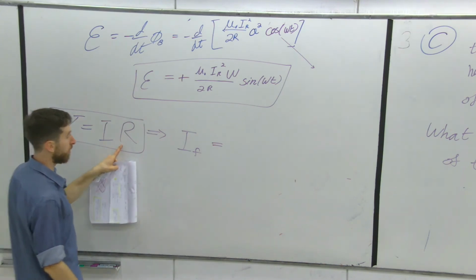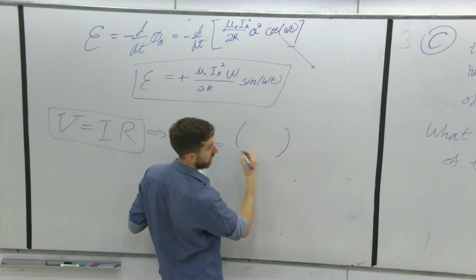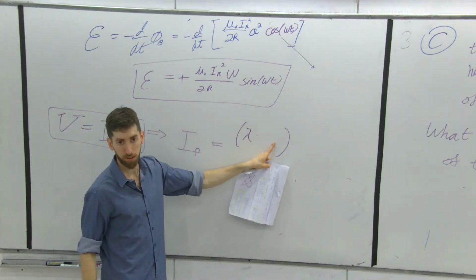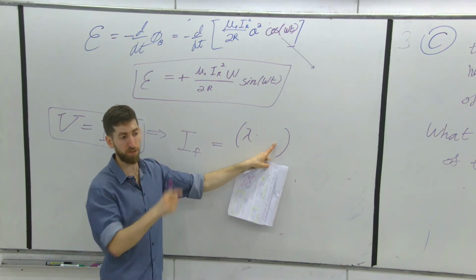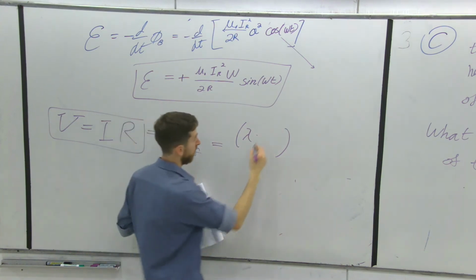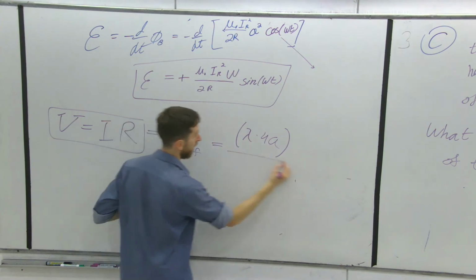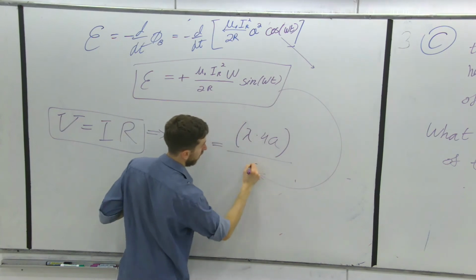And we know that the resistance is just lambda multiplied by the length of the frame. The length of the frame is a square, and each side is a, so we have 4 of those, 4a, divided by the voltage, the EMF.